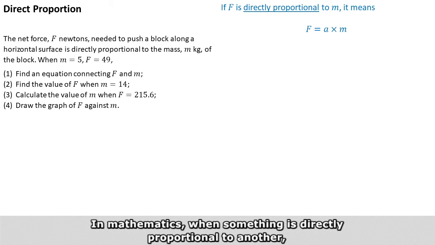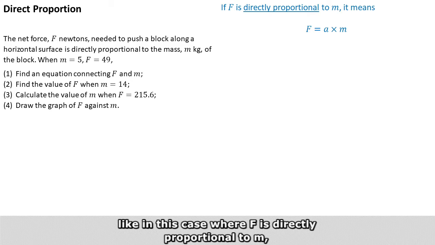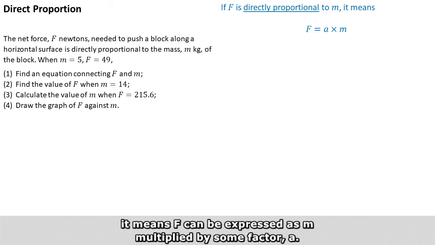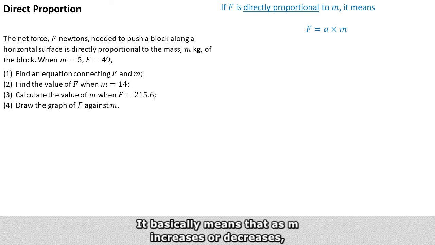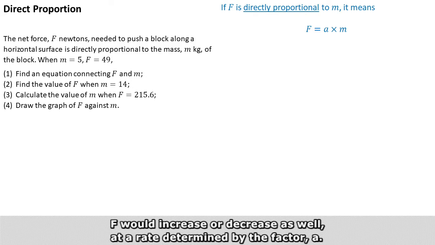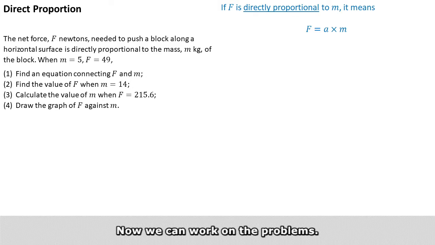In mathematics, when something is directly proportional to another, like in this case where f is directly proportional to m, it means that f can be expressed as m multiplied by some factor a. It basically means that as m increases or decreases, f will increase or decrease as well, at a rate determined by the factor a. Now we can work on the problems.